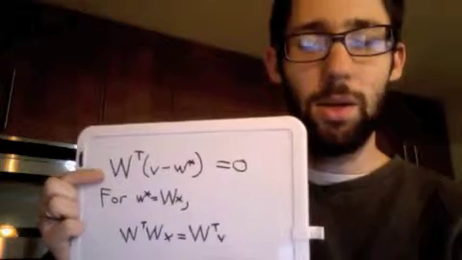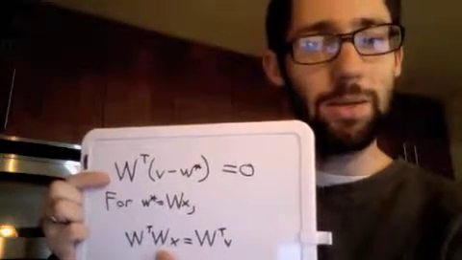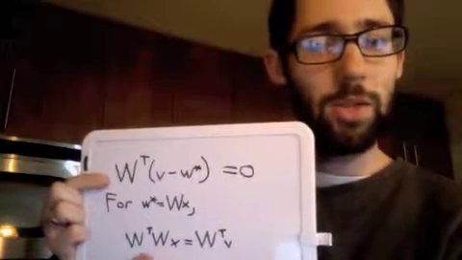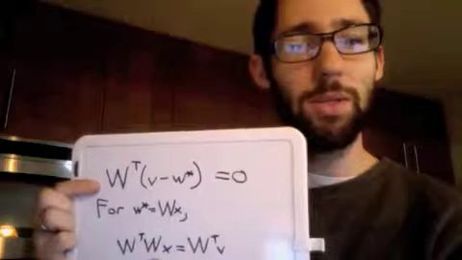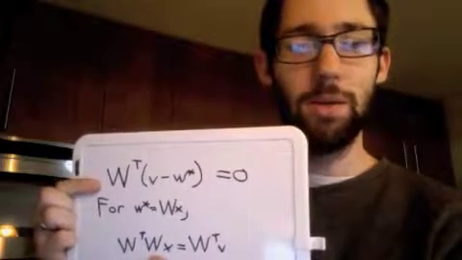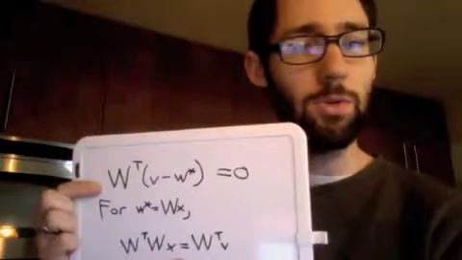This is a system of linear equations, and because W is a basis, W transpose W is a nice square invertible matrix. And because this is invertible, then we know that there is a solution. And in fact, that solution is unique.